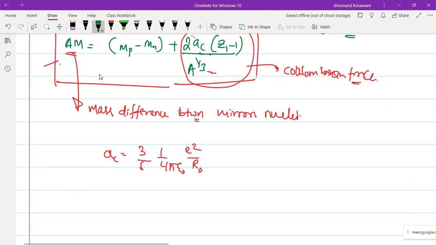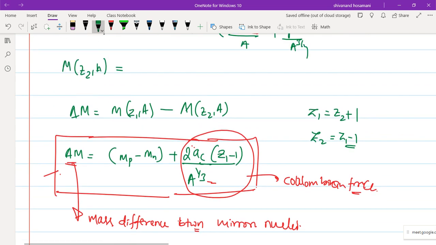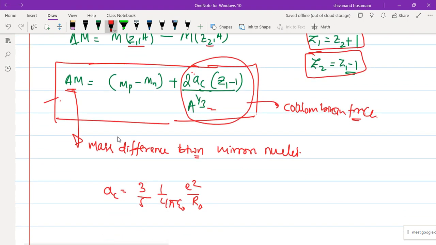So in the previous class, I was discussing mass difference between mirror nuclei. That is delta m, where one nucleus has atomic number Z1 and the other Z2. The difference between Z1 and Z2 will always be plus or minus 1. That we discussed in yesterday's class. There I got the mass difference as 2 times EC (Z1 minus 1) divided by A to the power of 1 by 3.